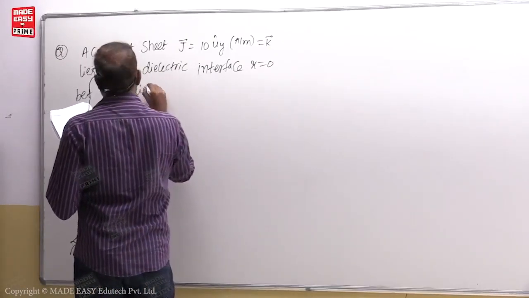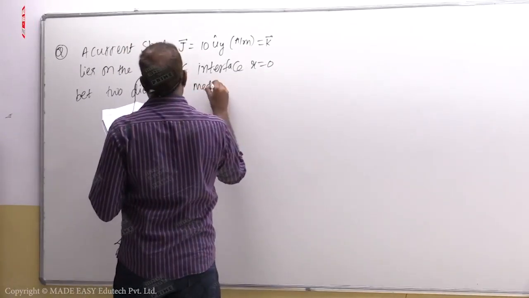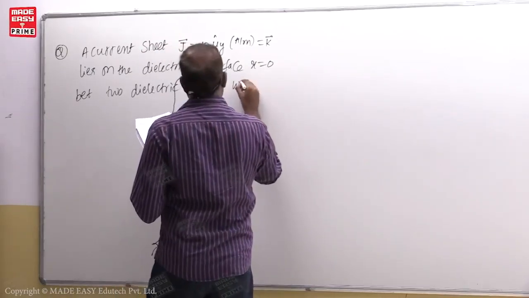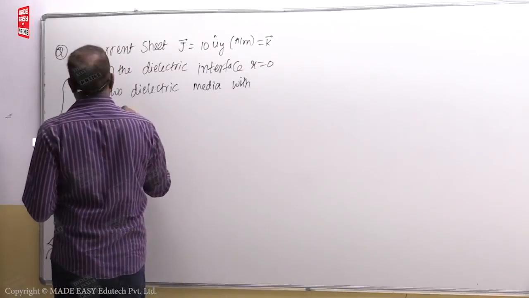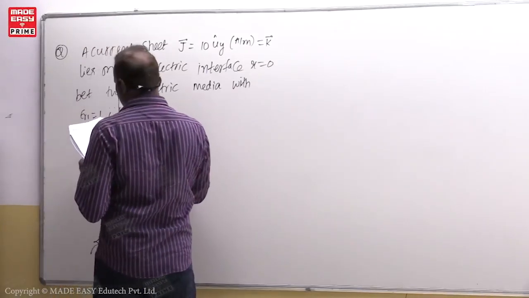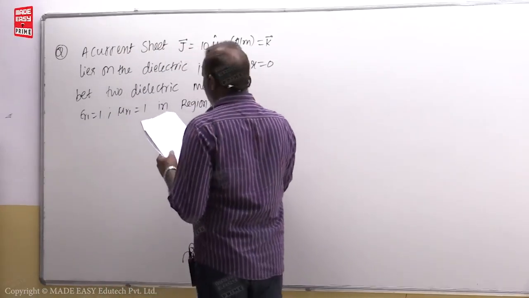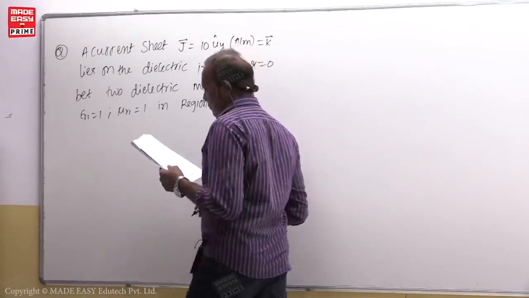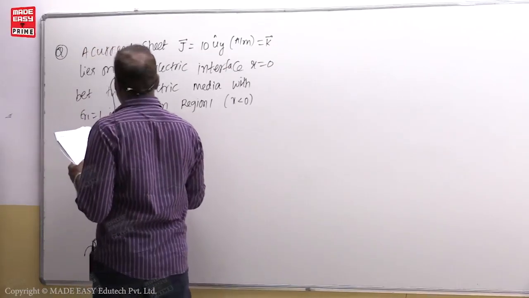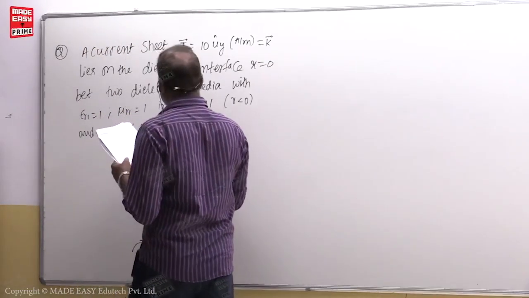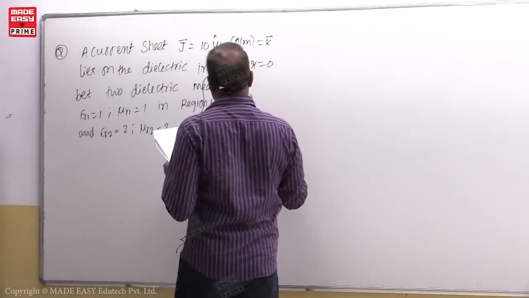two dielectric media with epsilon r1 is equal to 1, mu r1 is equal to 1 in region 1. Region 1, that means medium 1, for x less than 0, and epsilon r2 is equal to 2, mu r2 is equal to 2 in region 2 for x greater than 0.